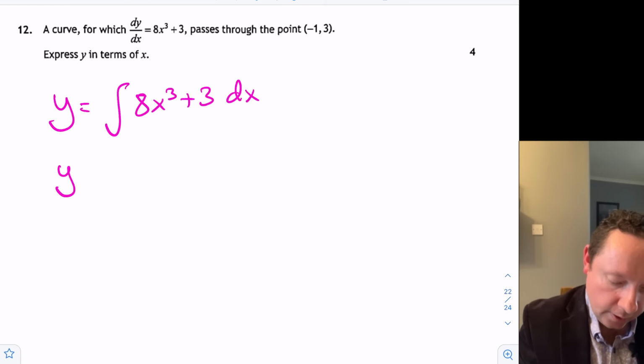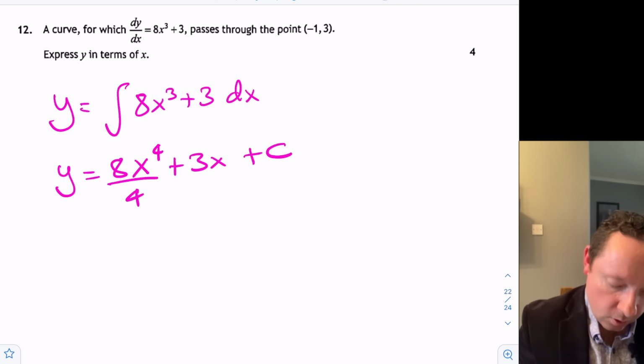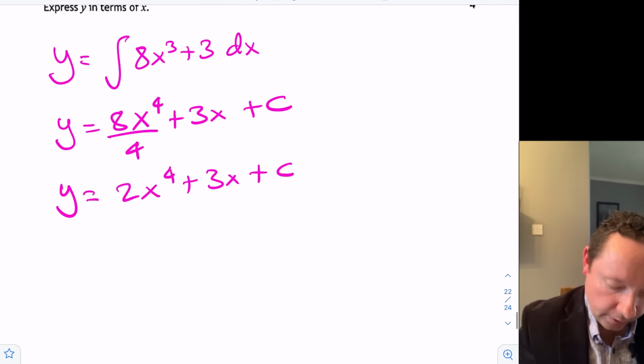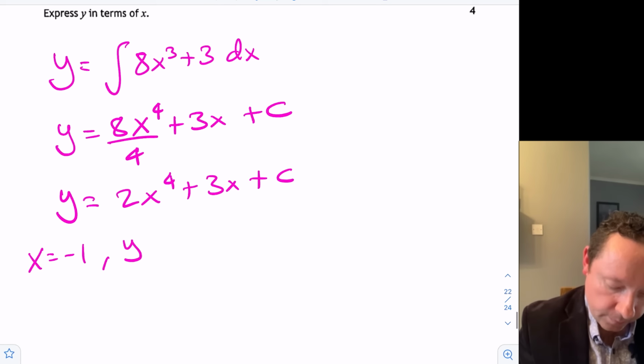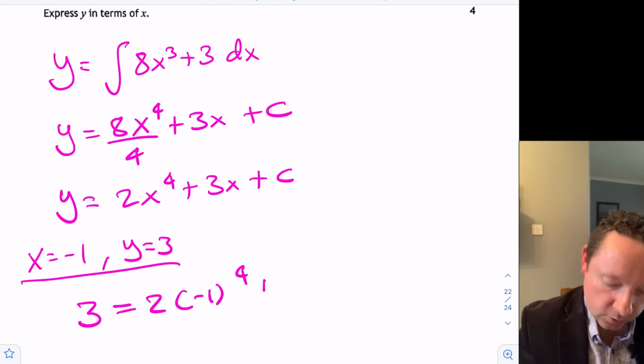So y equals, add 1 to the power, divide by the new power, so 8 over 4 plus 3x plus c, or y equals 2x to the 4 plus 3x plus c. At the point when x equals minus 1, y equals 3. So subbing that in, we get 3 equals 2 times minus 1 to the 4 plus 3 times minus 1 plus c.